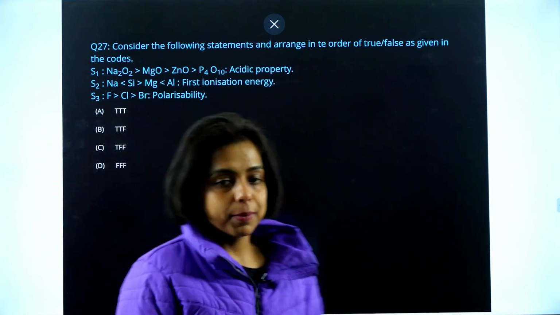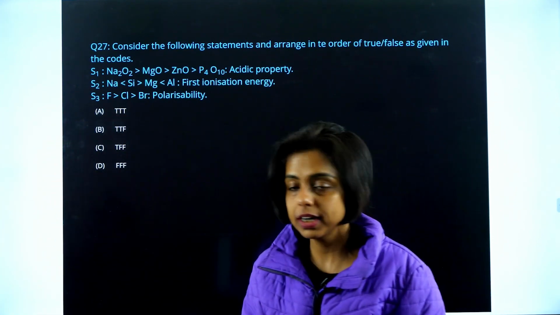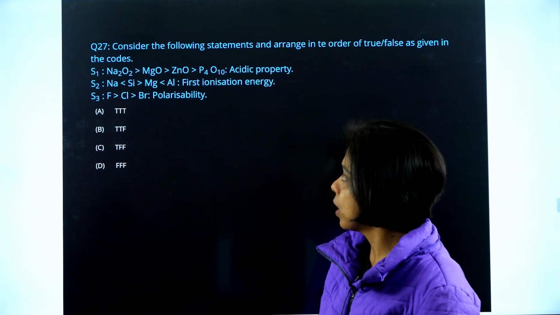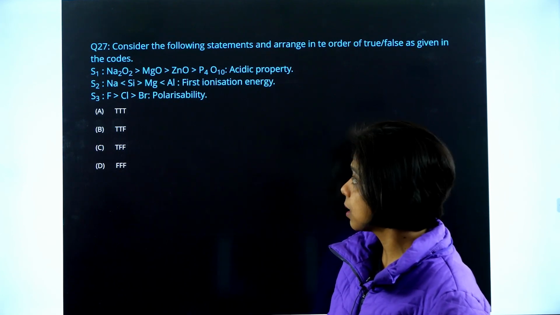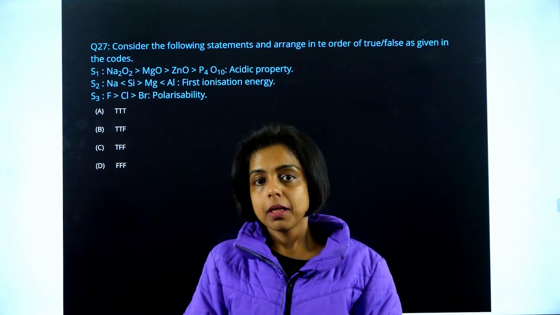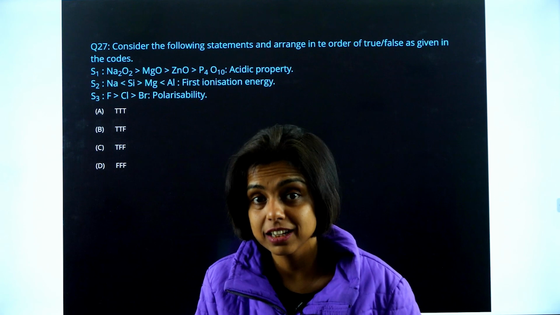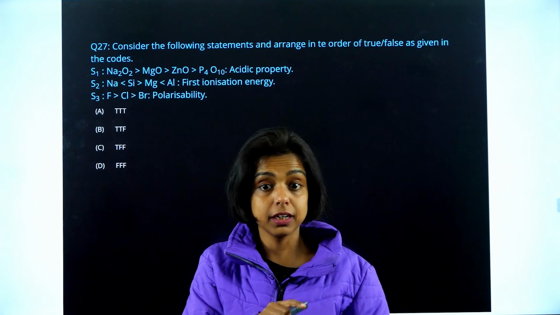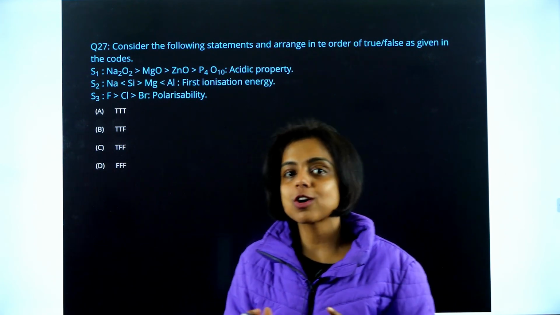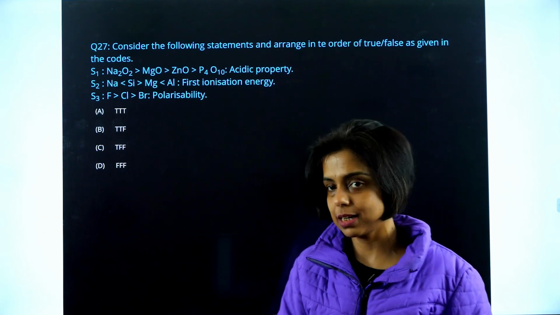Consider the following statements and arrange in order as true or false, as given in the codes, right? So the first statement is Na2O2, MgO, ZnO, P4O10 acidic property. Is it according to the acidic behavior of the oxide? You all know metallic oxides are basic in nature, whereas non-metallic oxides are acidic in nature. And as we move along the period, the acidic nature of oxide increases. In the first option, it is showing decrease. So it is a false statement.